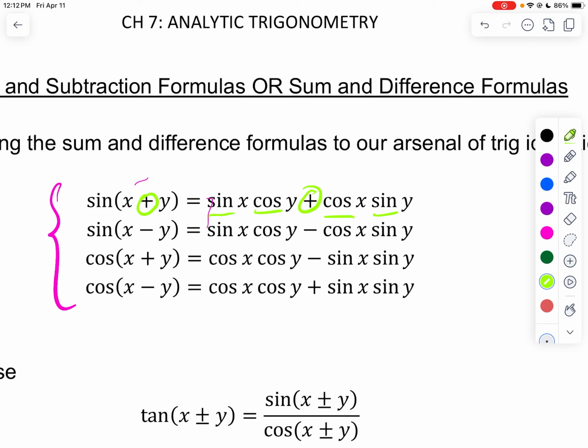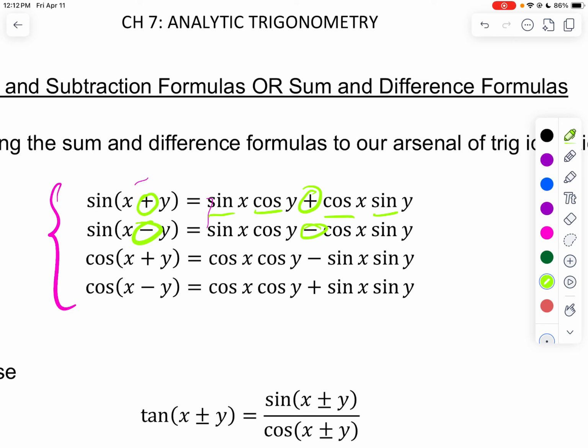When it comes to sine of x minus y, the difference of two angles, note that the expression on the right hand side is exactly the same as we had for the sine of the sum of two angles. The difference is that now we have a negative sign, since we are taking a difference of two angles, so we get a negative sign here.